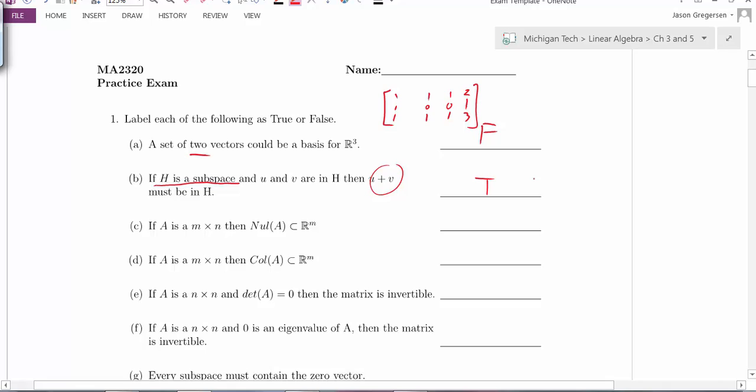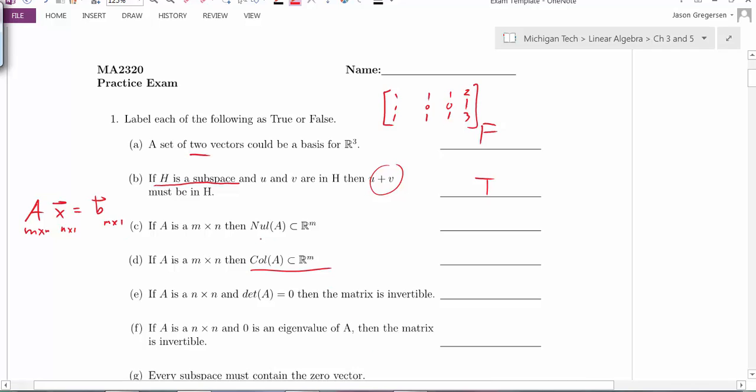C says if A is an m by n matrix, then the null space of A is a subset of Rm. And the next question says if A is an m by n matrix, then the column space is a subspace of Rm. We can answer both of these questions using the same analysis. I'm going to look at the equation Ax equals, actually we'll start by looking at Ax equals some vector b. If A is m by n, then the dimensions of my vector x must be n by 1, and then the product Ax must have dimensions m by 1.